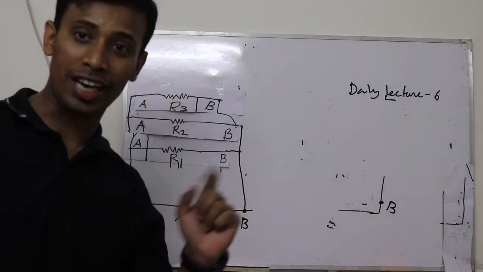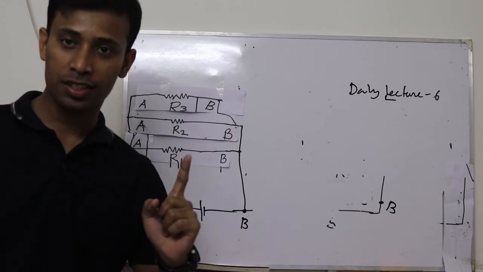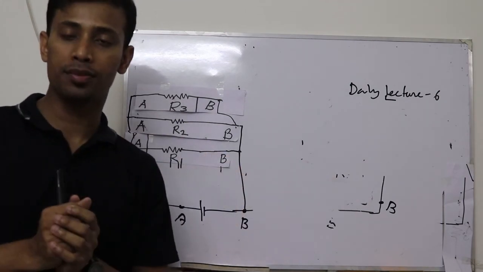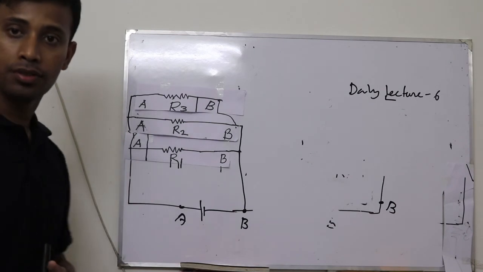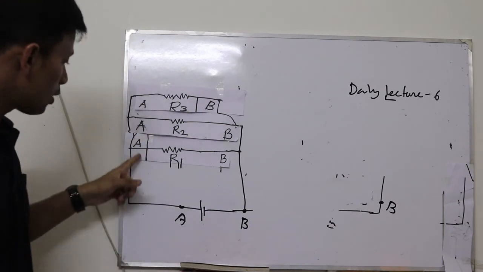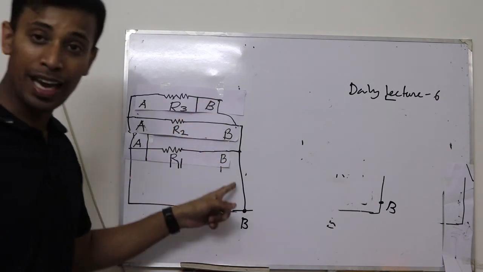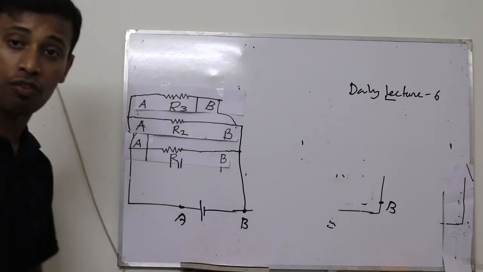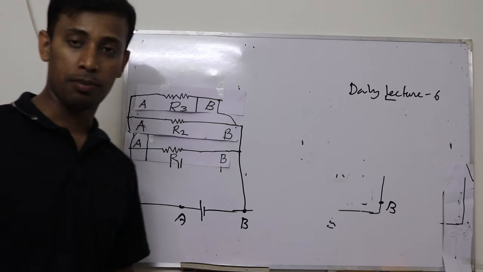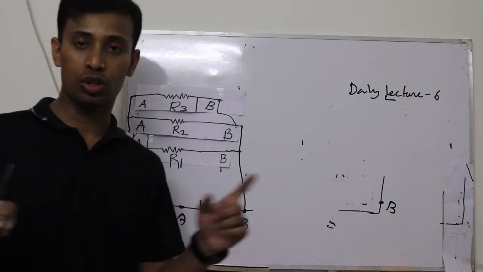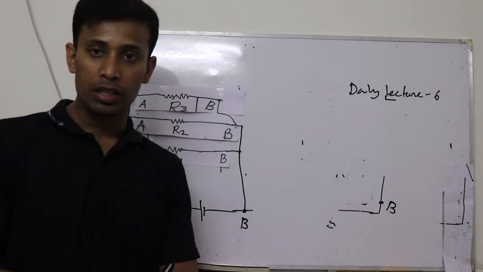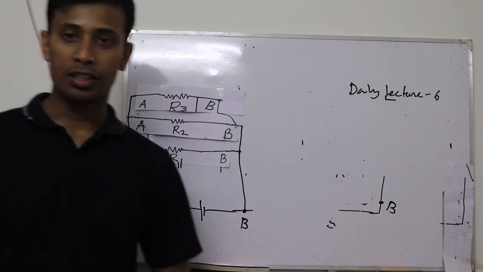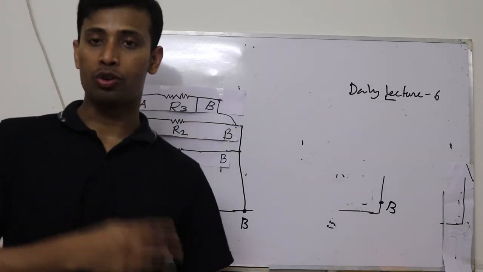Because of those short lines, which convert one point into another and join the similar points, we now get all the A points at the same place and the B points at the other place. The series circuit now converts into a parallel circuit because of the short. Initially these resistors were in series, and now because of the shorts they are in parallel. So now we know how to solve this circuit.